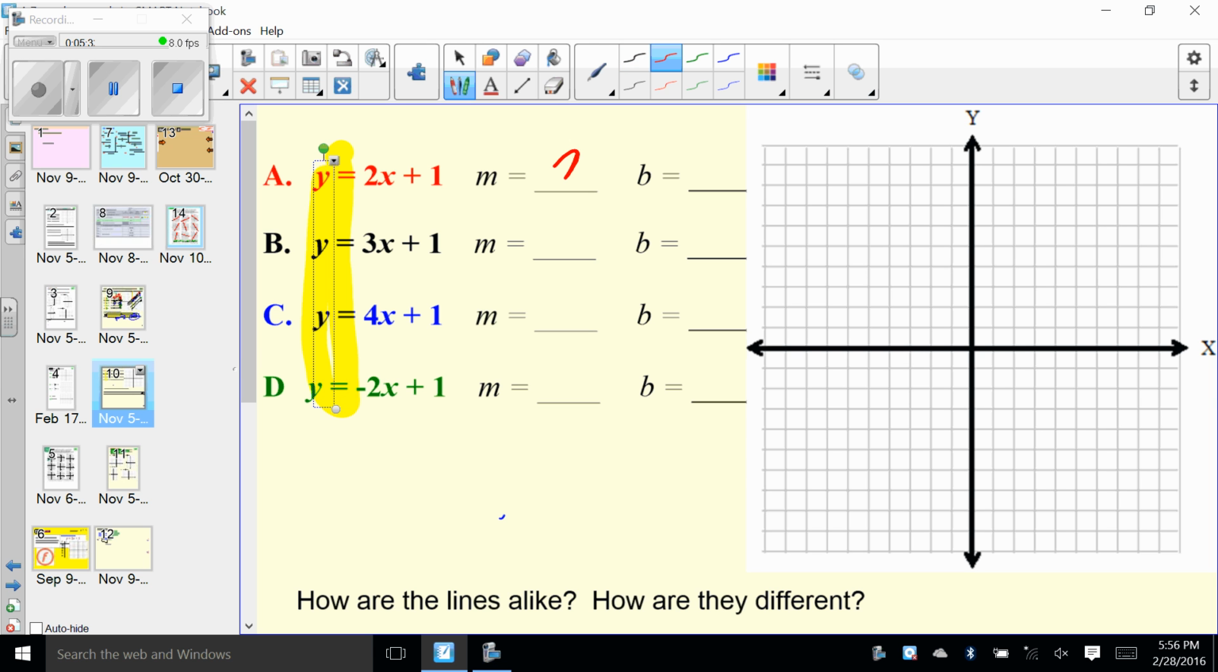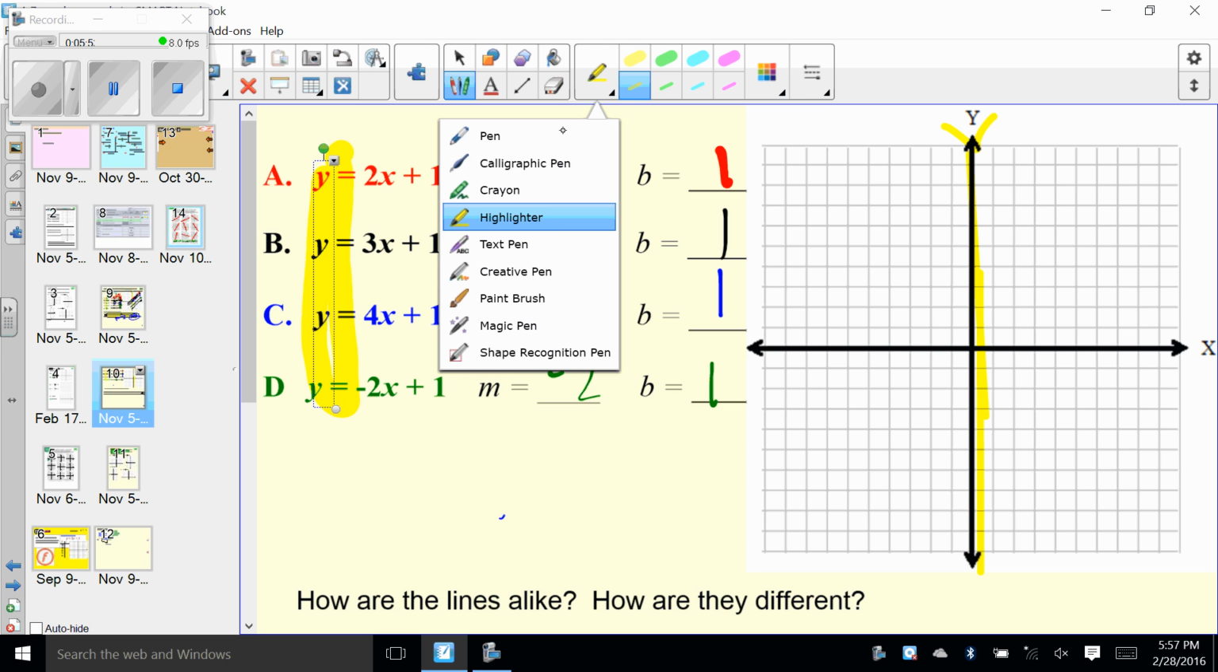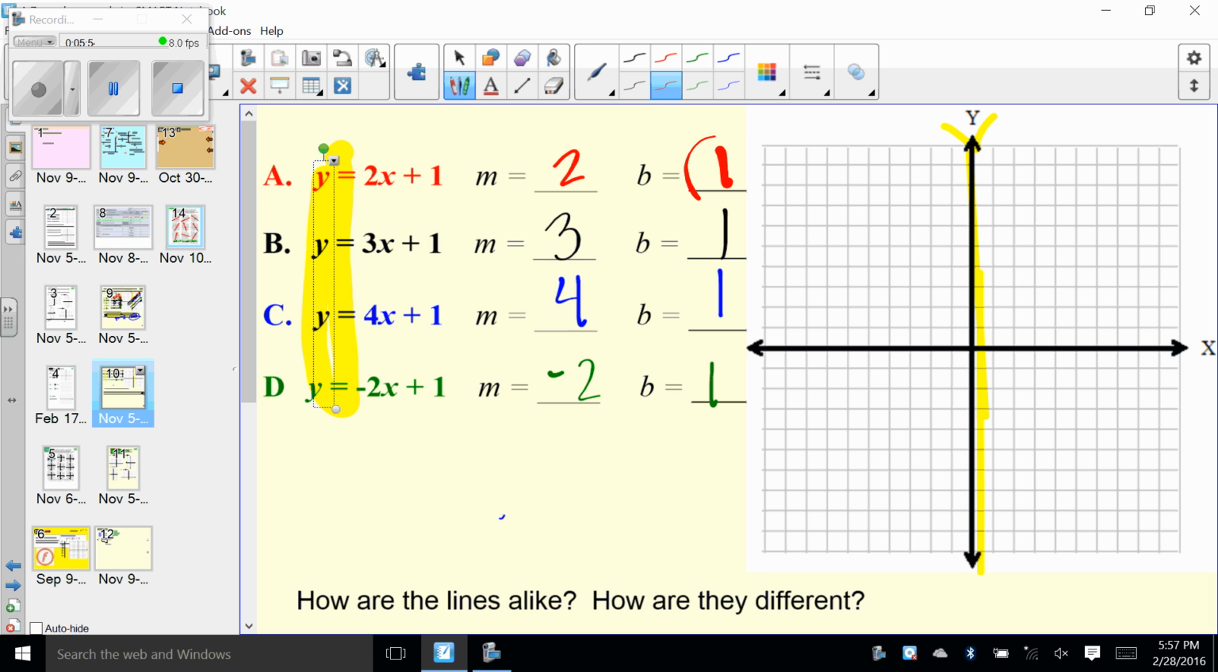So our slope is 2 here, and our y-intercept is 1. Our slope is 3 here, and our y-intercept is 1. Our slope is 4 here, y-intercept is 1. Our slope is -2 here, and our y-intercept is 1. So we look at the y-axis. Here's our y-axis. We're going to go ahead and fast graph these, okay? As we fast graph them, the y-intercept here is at 1. So we're up at 1.